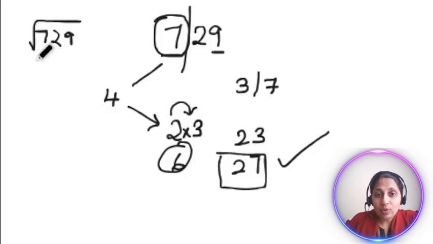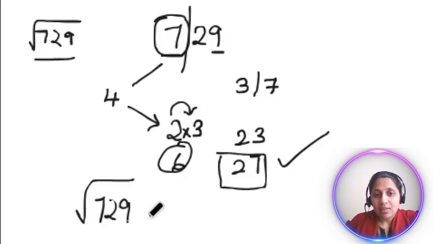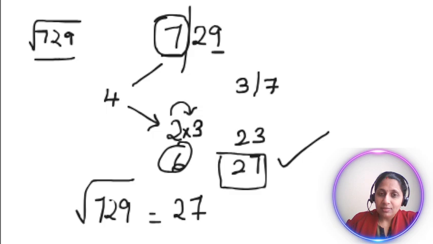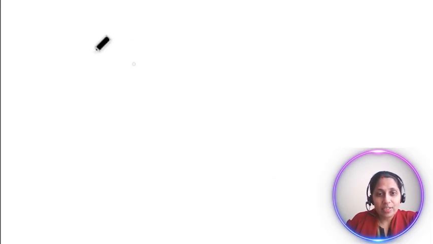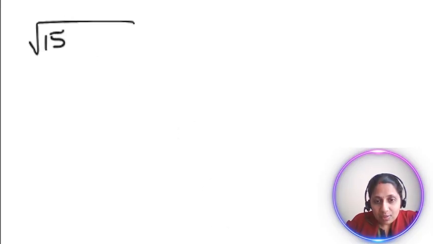So the square root of 729 is 27. So that's our answer. I hope you get it. Right? Now coming to the second problem, which is finding the square root of the number 15,129.